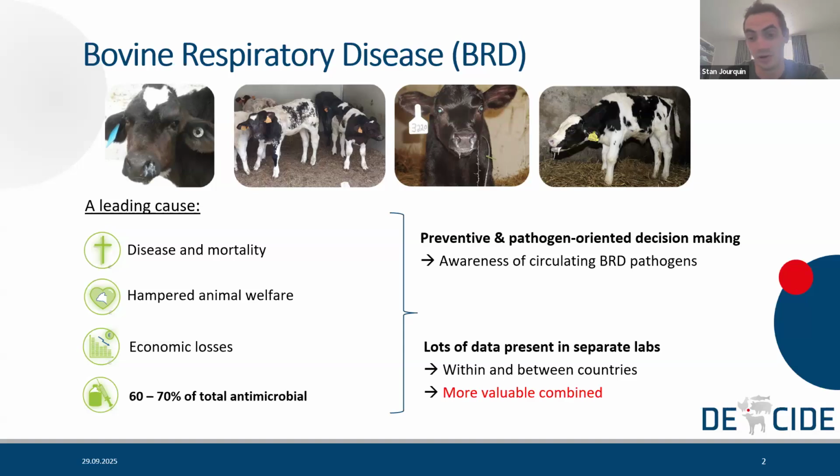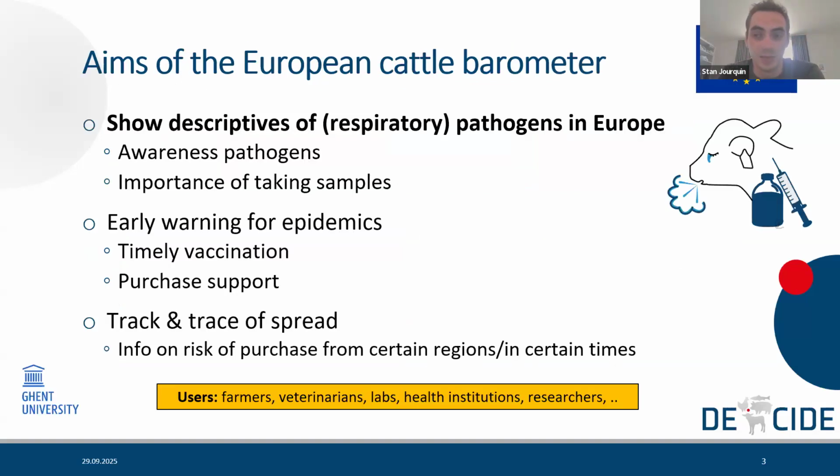What we also noticed is that there are a lot of labs between countries, but also in countries themselves. There are different labs where different samples are being collected and analyzed, which is a ton of information that sits there and that could be very valuable in showing awareness and maybe even for other tools. But it would be, of course, more valuable if you can combine them on a country level. So we have multiple contributing labs per country, but even on a European level, if multiple countries would provide information on this. So in that sense, we came up with the idea of the European Cattle Barometer.